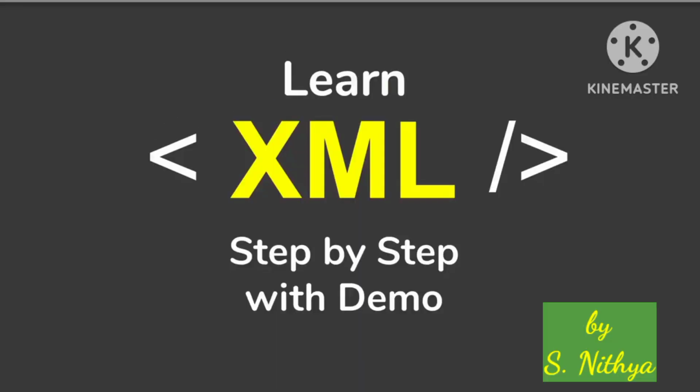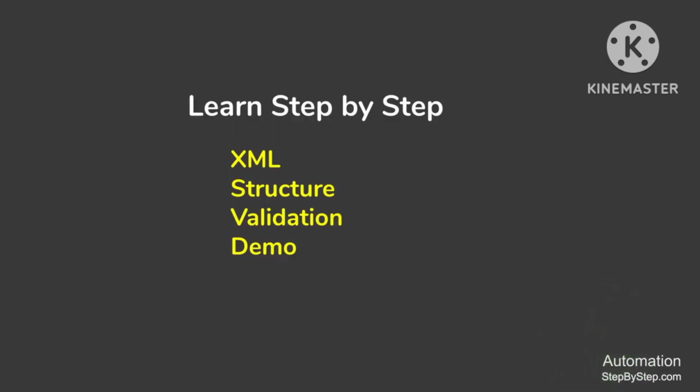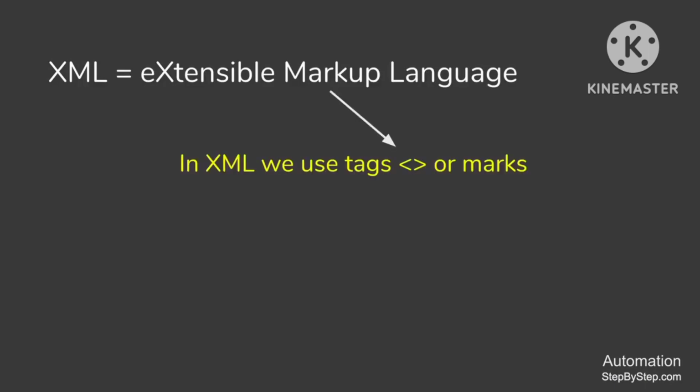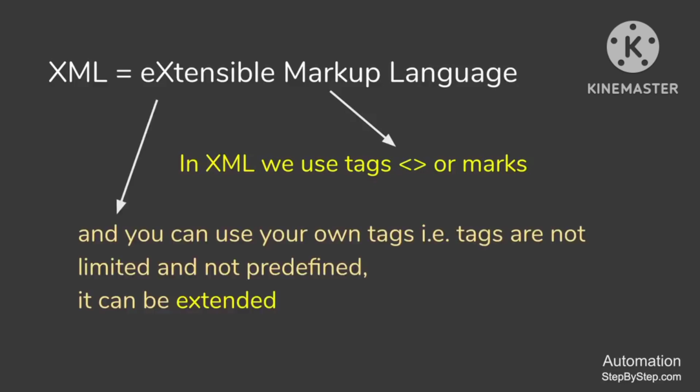Now we are going to discuss the learning steps of XML. In this section we are going to discuss XML structure and validation with an example demonstration. So what is XML? XML is extensible markup language. In XML we use tags, also called marks. Tags have two formats, that is the open tag and the closing tag. We can create our own tags, that is, tags are not limited and not predefined. It allows the programmer to create his or her own tags. These tags can be extended depending upon the nature of the problem.